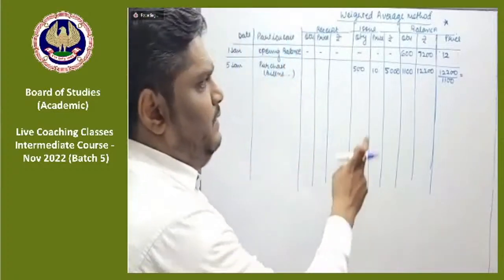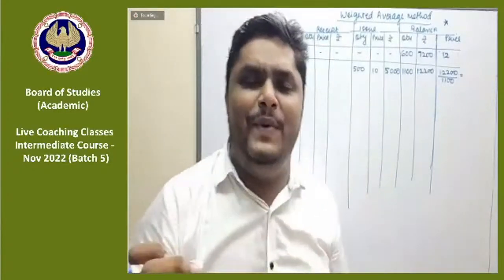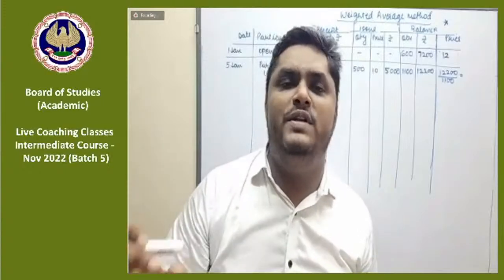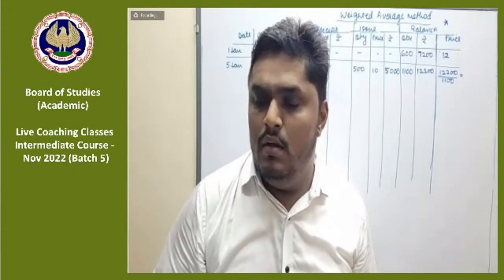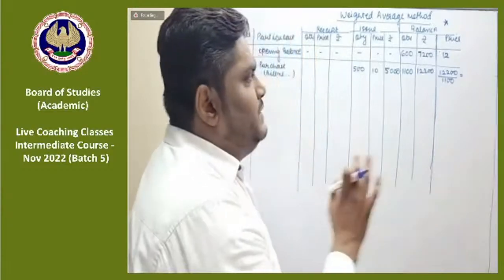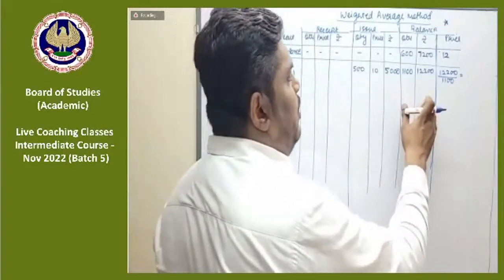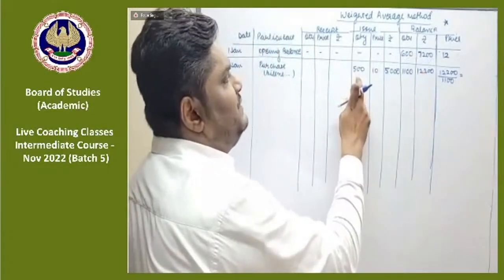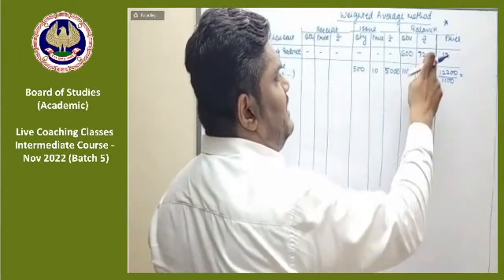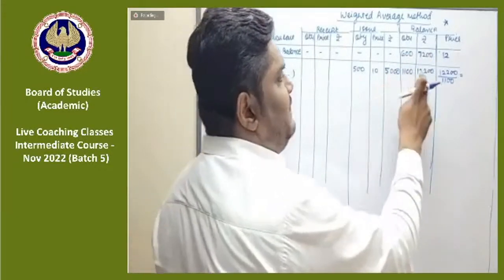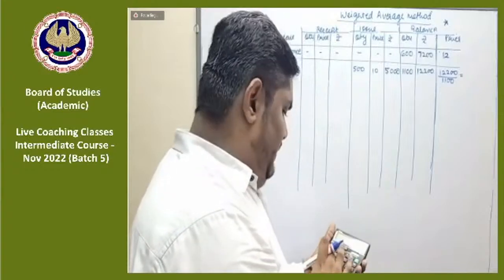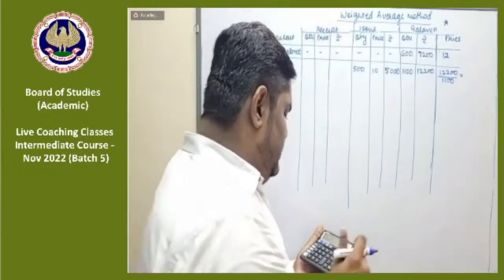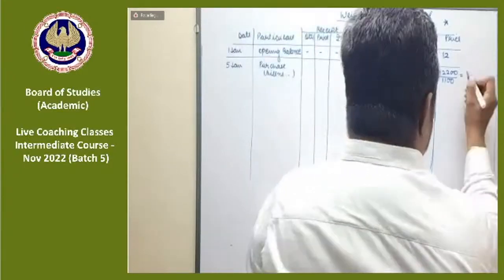I repeat again, no need to show separately how much quantity was purchased at what price. Very simple, you have to simply write the quantity and the amount in aggregate. So 600 plus 500, that is 1100. 7,200 plus 5,000, that is 12,200. So 12,200 divided by 1100, so this will be 11.09.